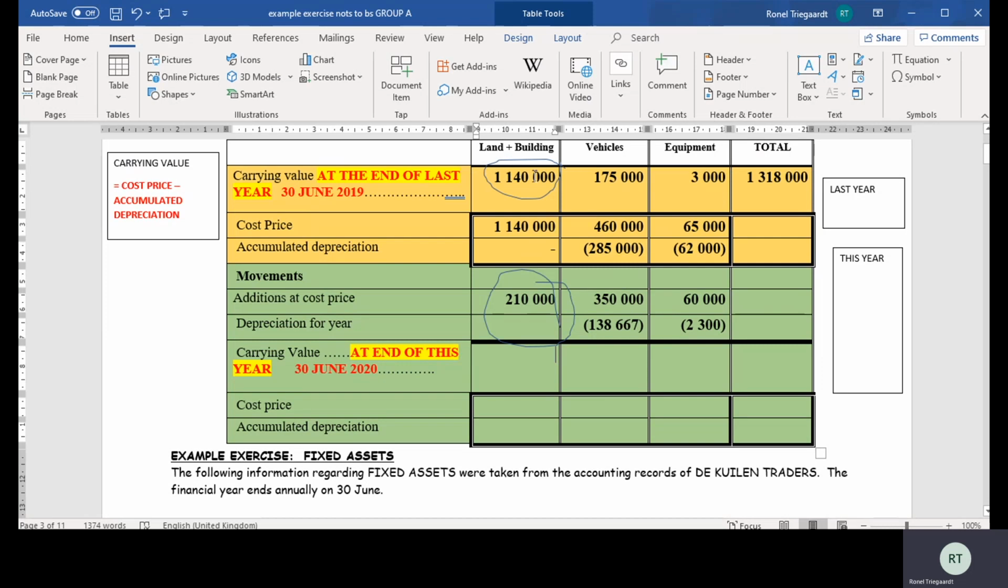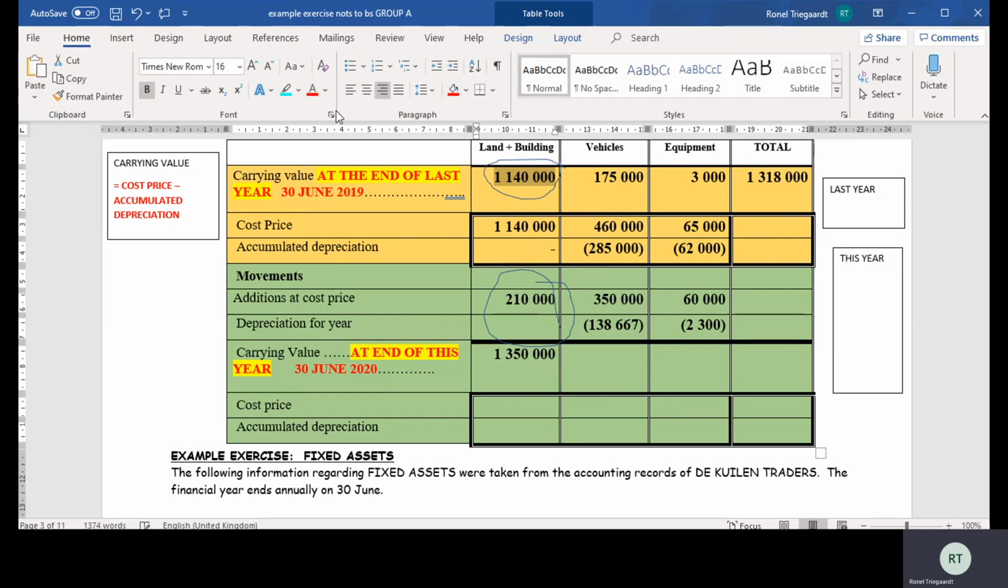So the 1,140,000 plus the 210. At the end of this year, the carrying value is 1,350. All I'm doing, I will highlight the amounts as well. I'll start with what we had at the end of last year, plus or minus whatever happened this year, equals this amount. Are you all right with this?